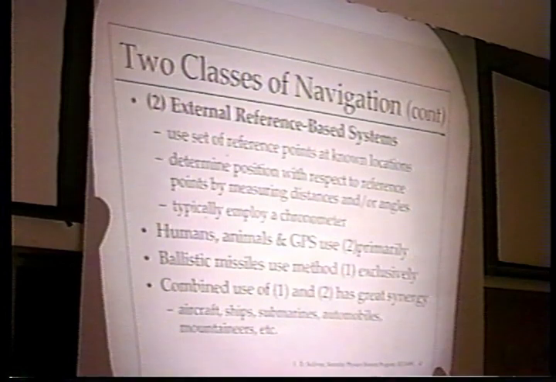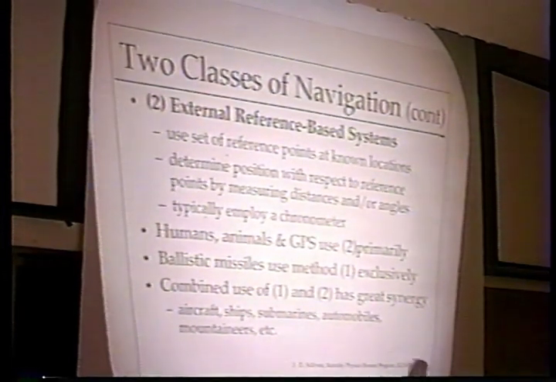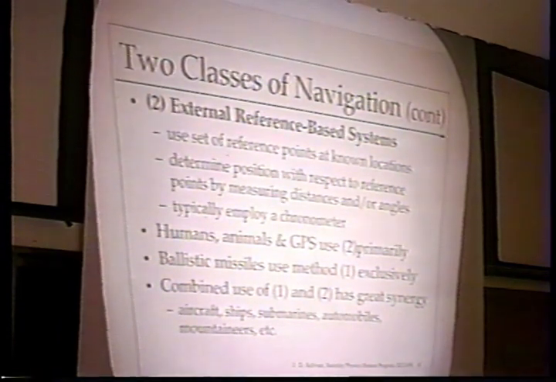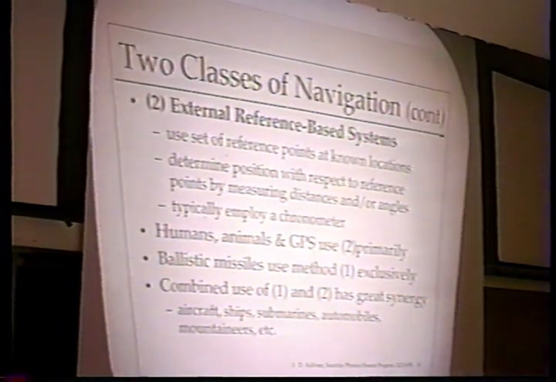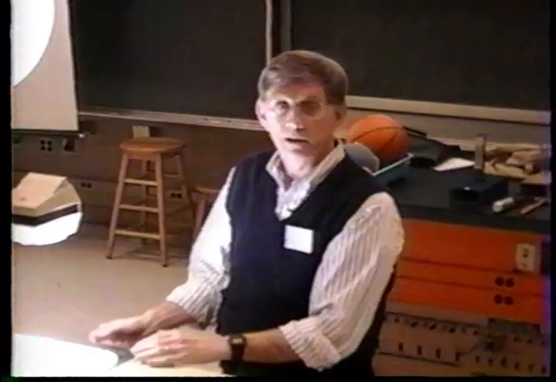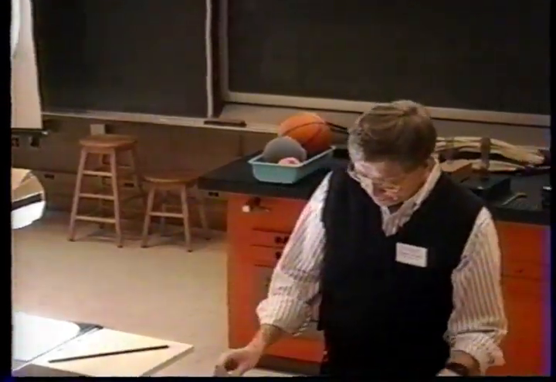GPS has certain problems. An inertial system could fill in for those. And so the systems of the future will be combined, and aircraft already use combined systems, and automobiles and mountaineers and whatnot who are using GPS will presumably be using an inertial supplement as well. You don't have to do everything one way, and doing things two different ways is often the best way.